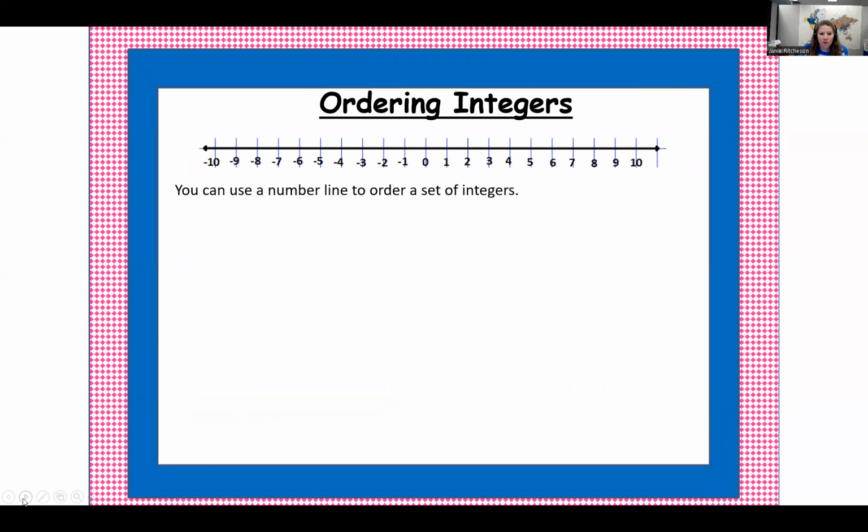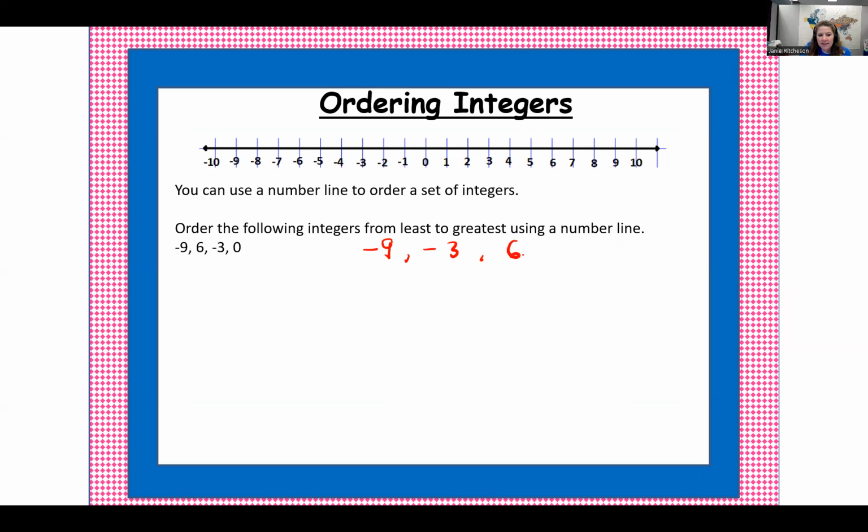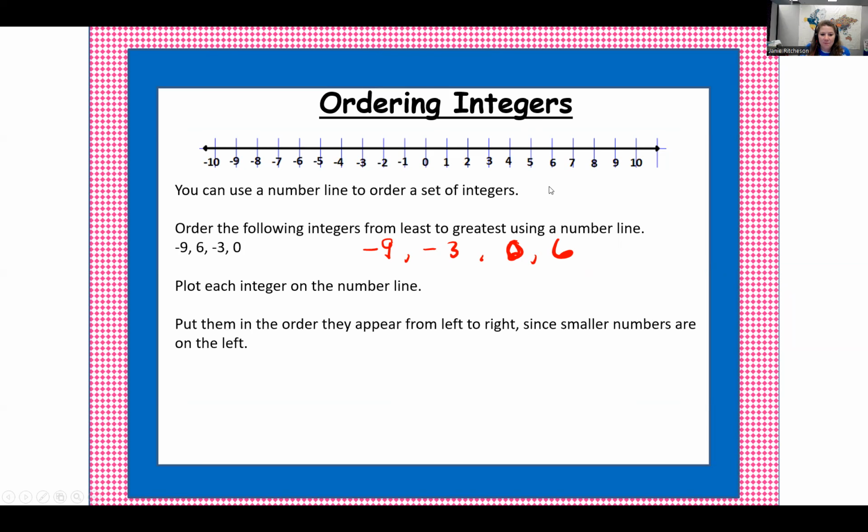All right, so you can use a number line to order a set of integers. So order the following integers from least to greatest using a number line. So what'd you guys get? I got negative 9 as farthest left, negative 9, then negative 3, then 6. Nope, just kidding. 6 is the greatest number. So negative 9, negative 3, 0, and 6.